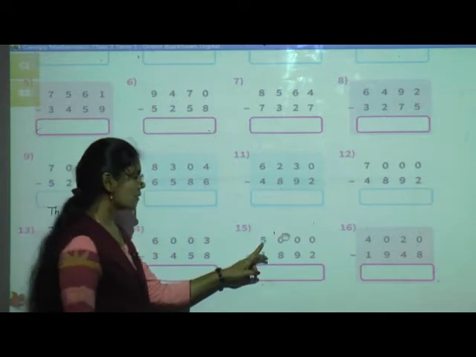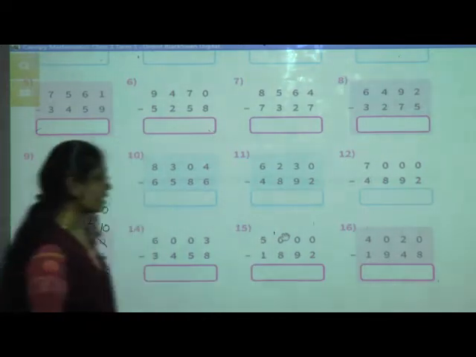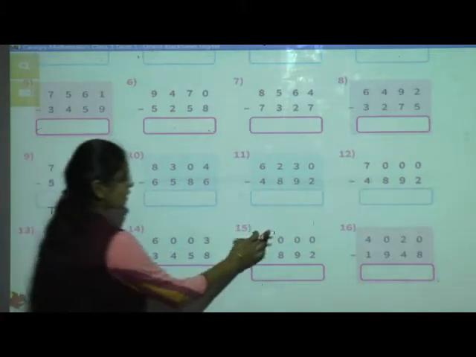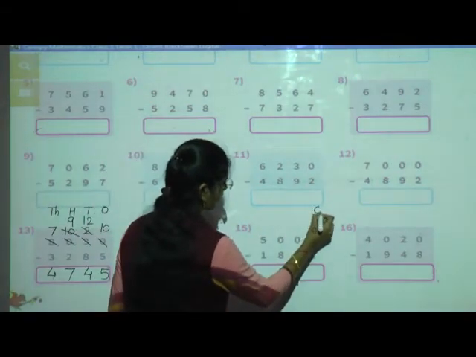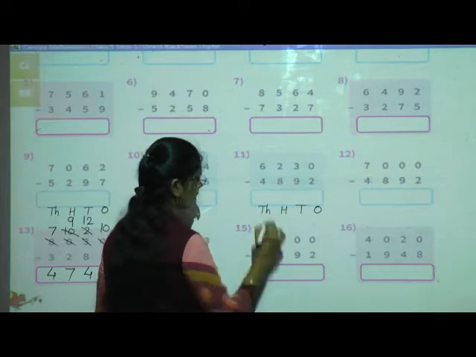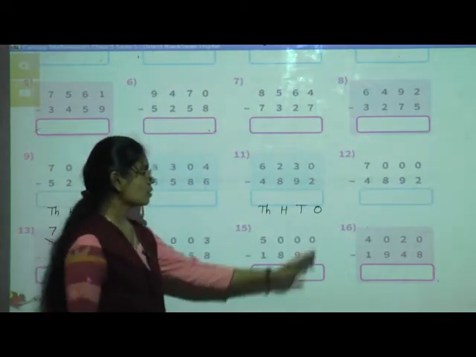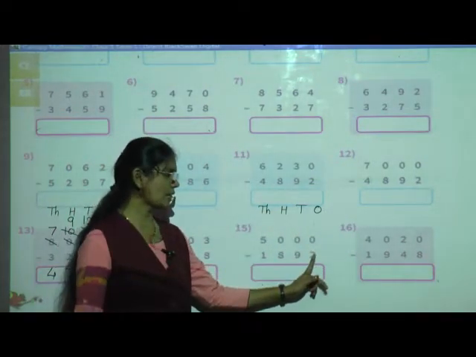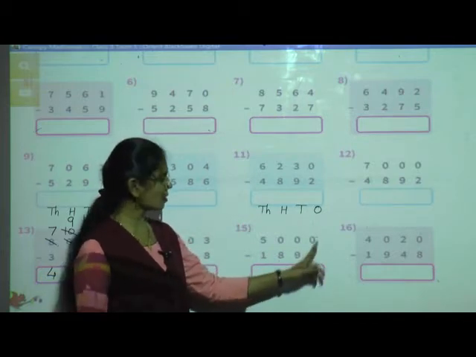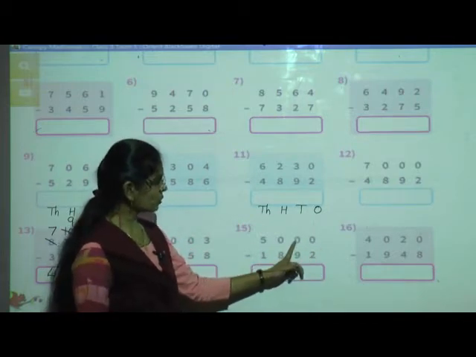Then we will see the next odd number sum, the 15th one. The first number is 5000 and the other number is 1892. First of all, we will write their places. This is ones place, this is tens, this is hundreds, and this is thousands place. Now see, at ones place here 0 is there and here 2 is there. 0 minus 2 we can't do because 0 is smaller than 2. So we will go to the neighbor.